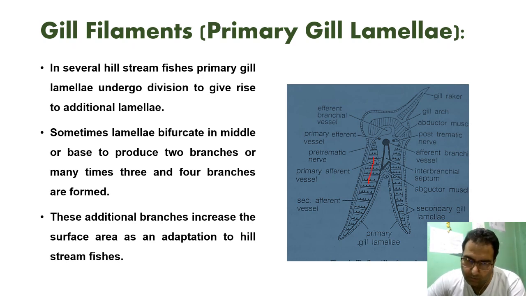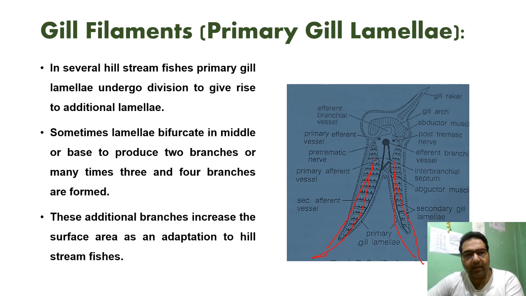So when I talk about these very lamellae, these are very large in the case of those fishes which live in a habitat which requires an active mode of living, such as hill stream fishes. In those cases, the primary lamellae are longer, whereas in the case of fishes having a sedentary mode of living, they have shorter lamellae.